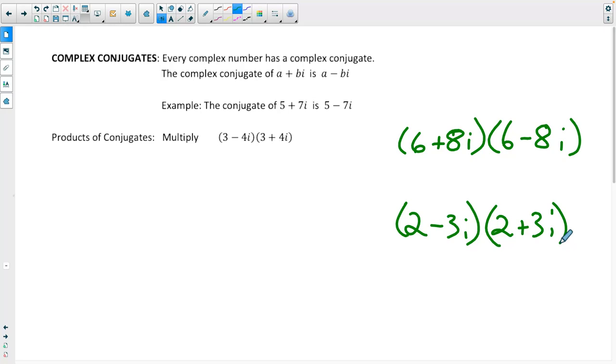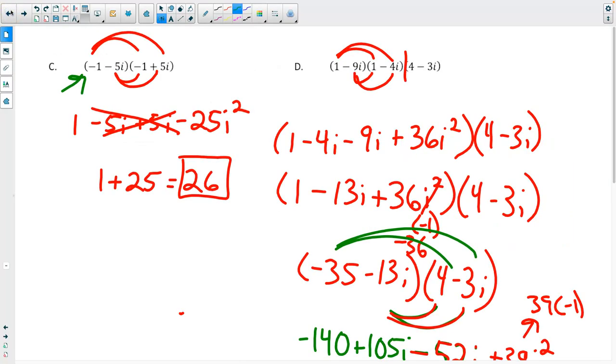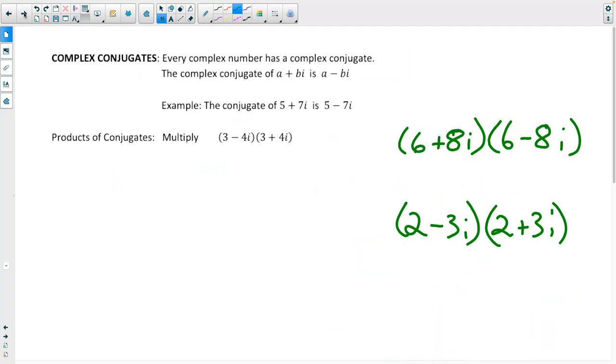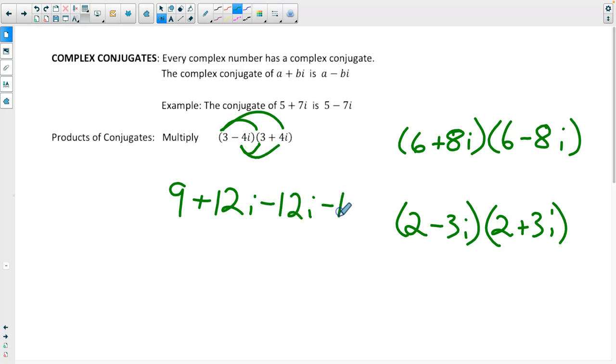So for letter C, when we multiplied the conjugates together, we got a real number. We're going to multiply this together. I'm going to do this because I want us to go through it a little quicker. We should also get a real number. So I get 3 times 3, I get 9. I get 3 times the 4i, so I get 12i. I multiply again, so I get negative 12i. And then I go one more time, and I get negative 16i squared.